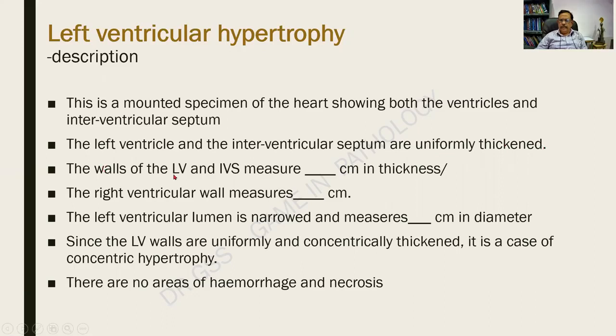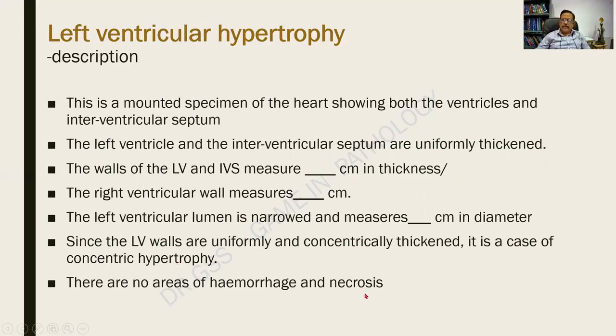The walls of the left ventricle and the interventricular septum measure dash centimeter in thickness. Please do measure and write it. The right ventricular wall measures so many centimeters, and the left ventricular lumen is narrowed. It measures so many centimeters in diameter. And since the walls of the left ventricle are uniformly and concentrically thickened, it is a case of concentric hypertrophy.